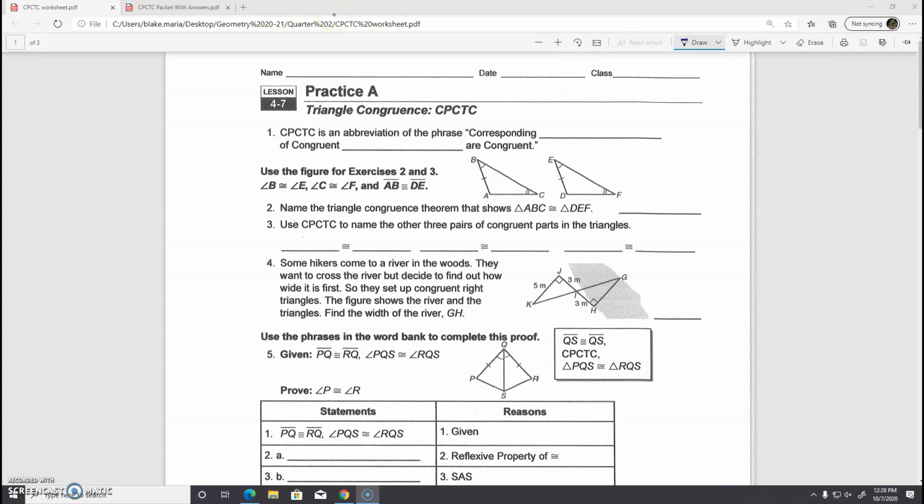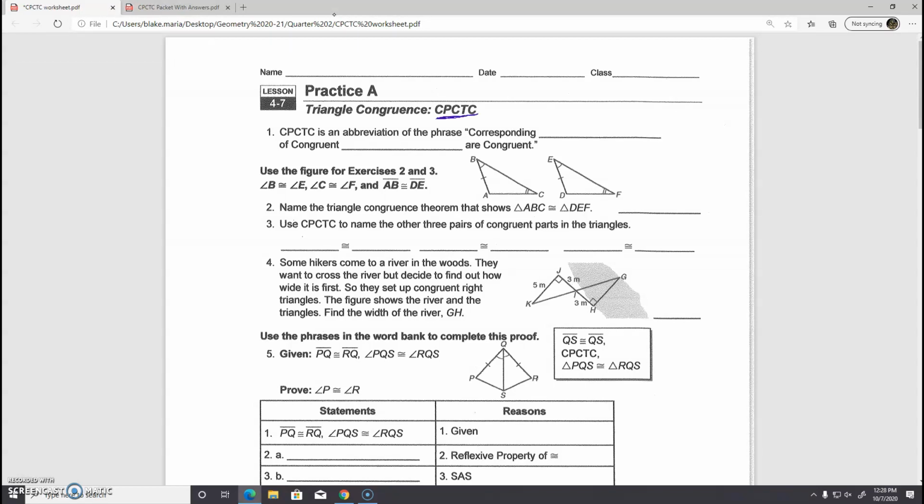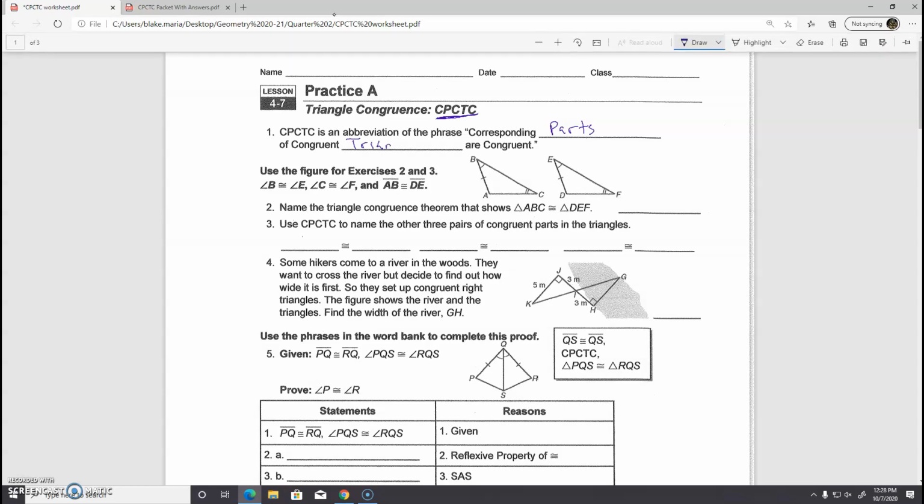Hey guys, so I know this looks a little weird, but we're actually going to use this as notes. So today we're going to learn about something called CPCTC, and that's just shorthand. So what is it actually an abbreviation for? Corresponding parts of congruent triangles are congruent. So corresponding parts of congruent triangles are congruent. So what does that really mean?